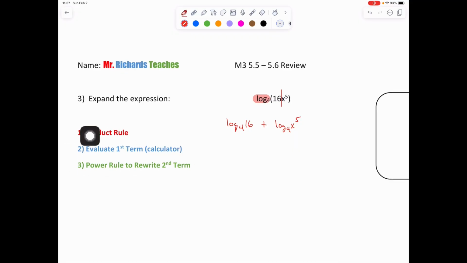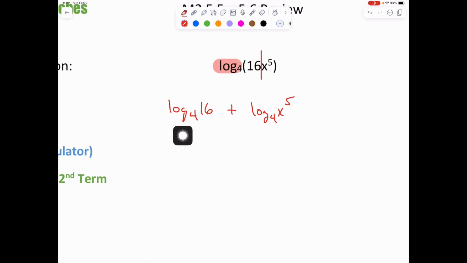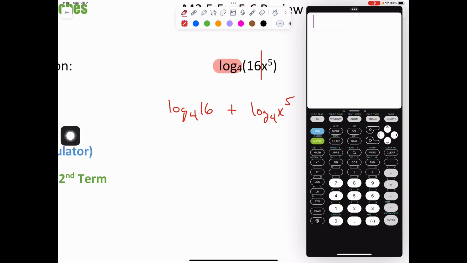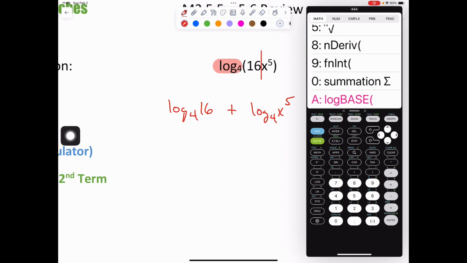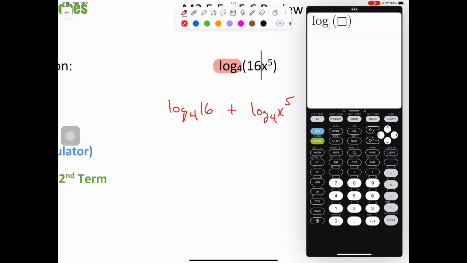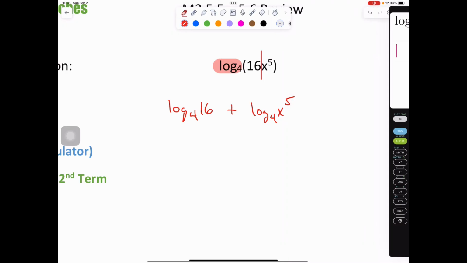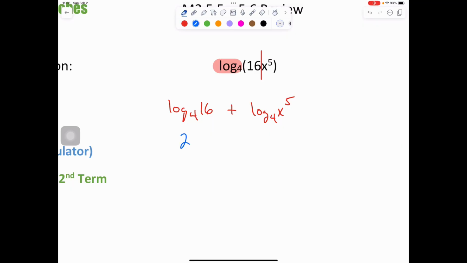Evaluate the first term within our calculator. Now the first term we can evaluate because it does not have a variable. Our second term we cannot evaluate because it has a variable, and that variable may be negative or 0, making it undefined. So let's go ahead and go to our calculator. We will hit math again. We will scroll all the way down to our log base, hit enter, put in our 4, right key arrow over, the number 16, hit enter, we get 2.